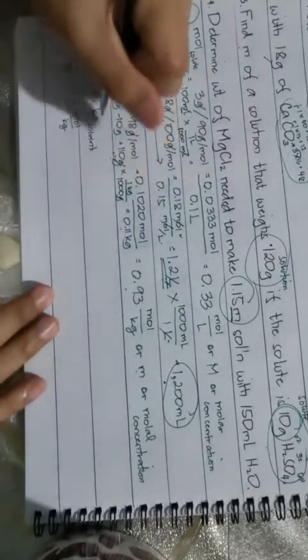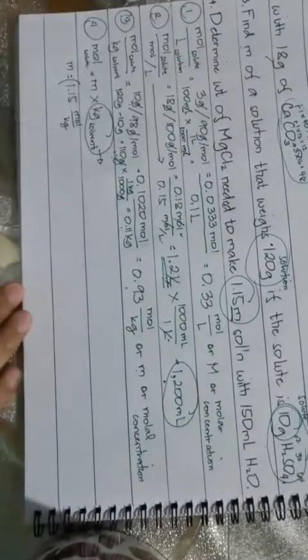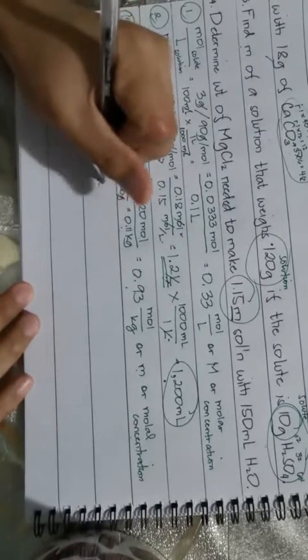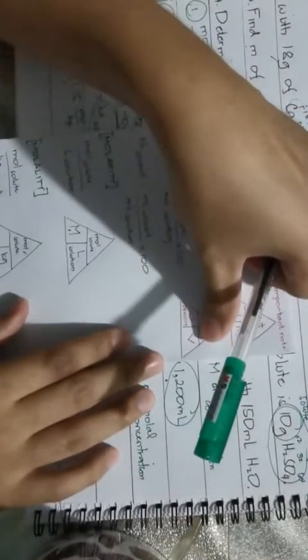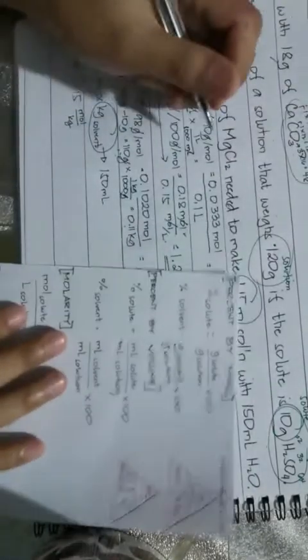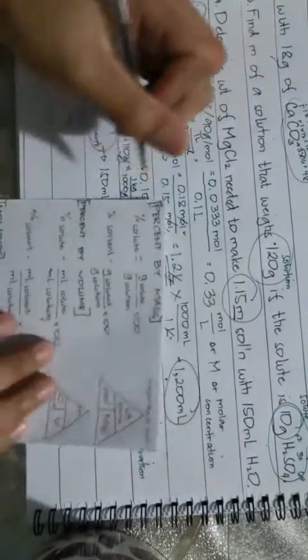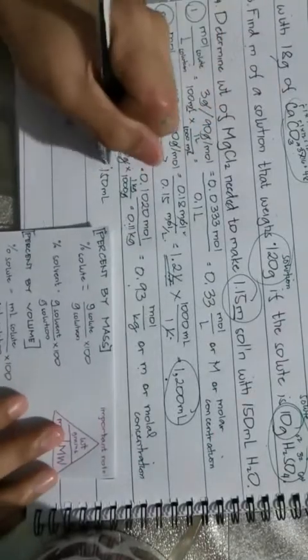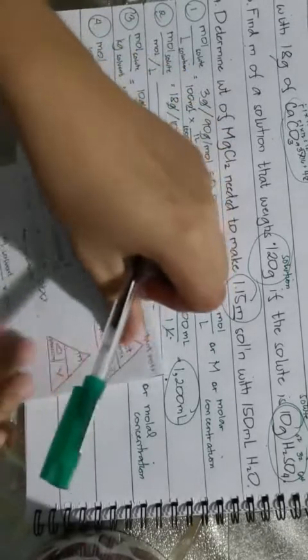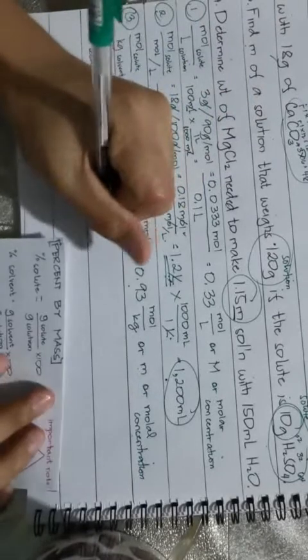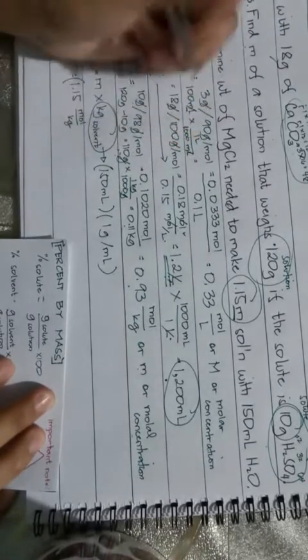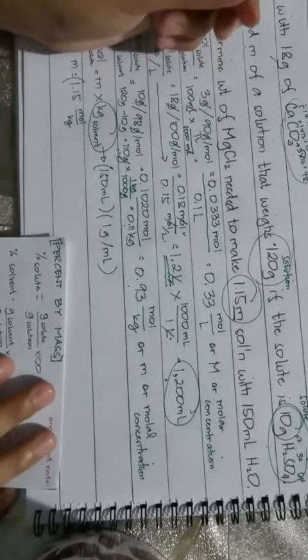So kailangan muna natin makuha yung kilogram ng solvent. We were given 150 ml. And using this formula, density, mass, volume, makukuha natin ang mass if we're going to multiply density with the volume. Our volume is 150 ml. The density of water is 1 gram per ml. So, 150 ml times 1 gram per ml.